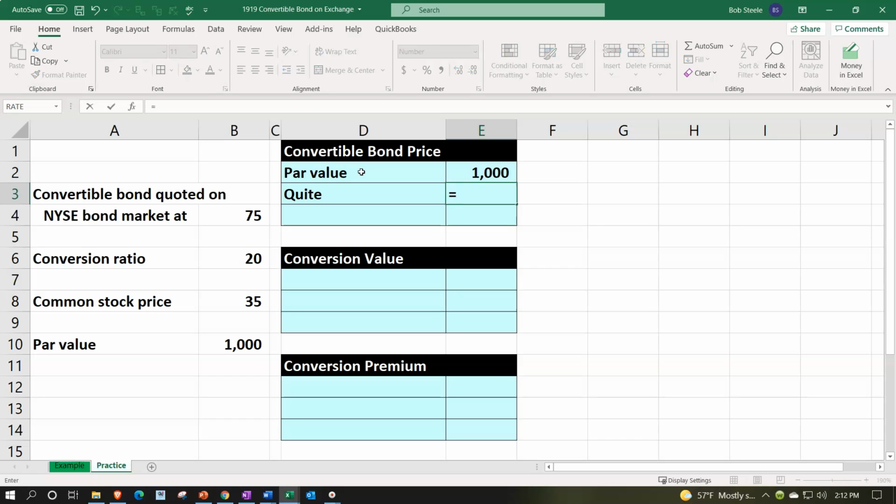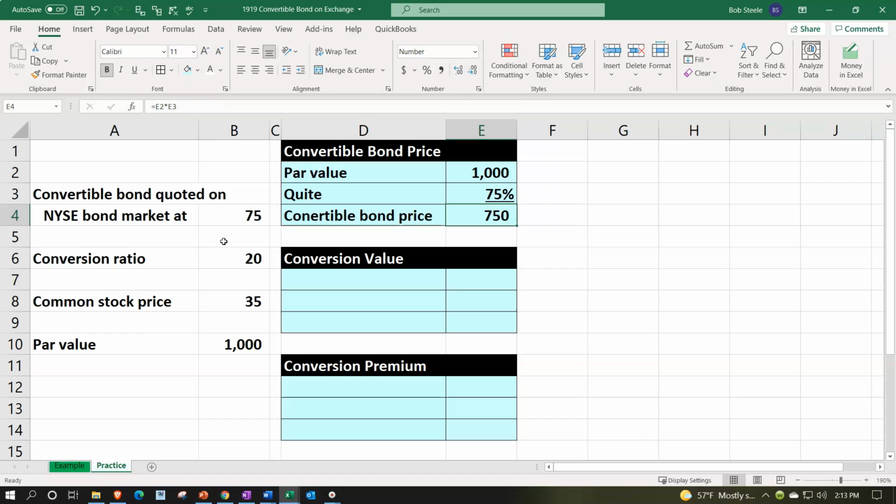So I'll pick that up this way by saying equals the 75 divided by 100, and I'm going to make that a percent this time, quote percent. There's our 75% then. Going over to the font group and underlining that, that's going to be the convertible bond price. The convertible bond price is going to then be equal to the 1,000 times the 0.75, or the 750.